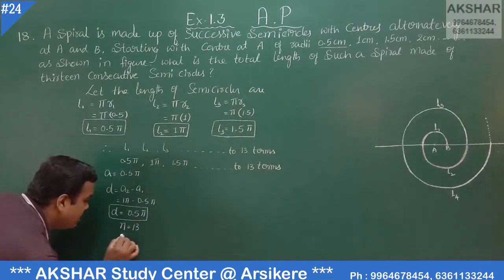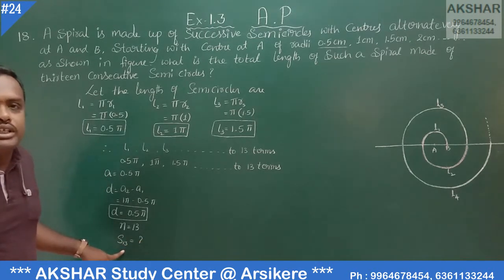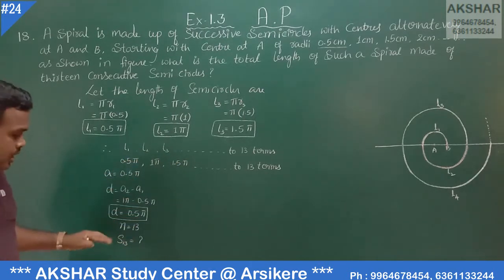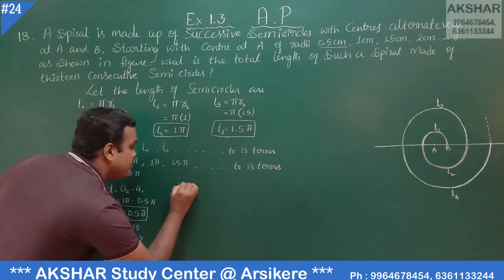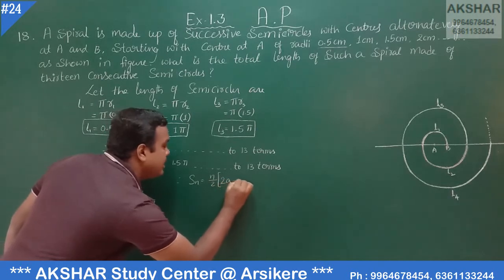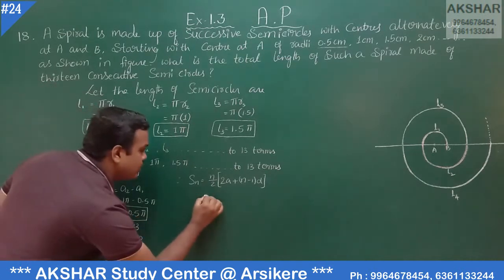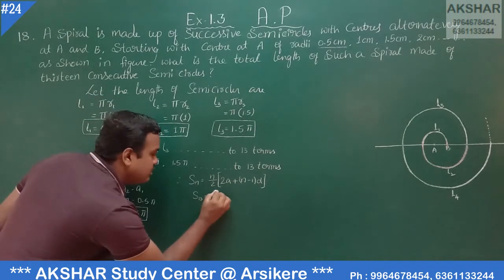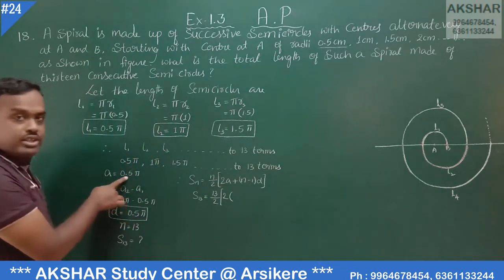We need to find S13, which is equal to question mark. This S13 gives the total length of the spiral. Got it, children? Yes. Now, by observing all these things, I came to know that for S13 we have to use the Sn formula. Therefore, Sn is equal to n divided by 2 into 2a plus n minus 1 into d. Clear? For S13, the n value is 13. Here, 13 divided by 2 into 2 into the a value, how much?